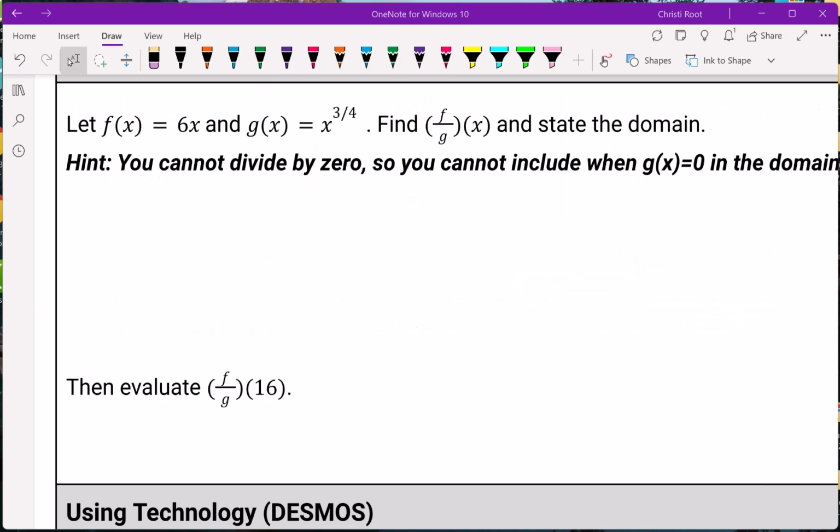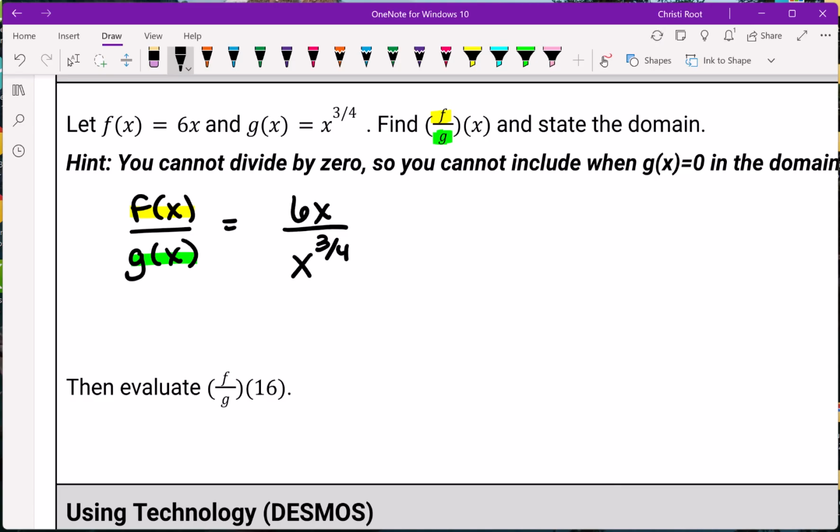All right, we're going to go ahead and do this one. This is a division problem, and it says we're going to take the little f and we're going to divide it by g. So I'm going to immediately rewrite that into something that makes a little bit more sense. So that means f divided by the g function. Just make sure that you're paying attention to the order, because sometimes they might swap it on you. So if they say like g divided by f, make sure you go in that order. So the f of x function is 6x, and the g of x function is x to the power of 3/4.